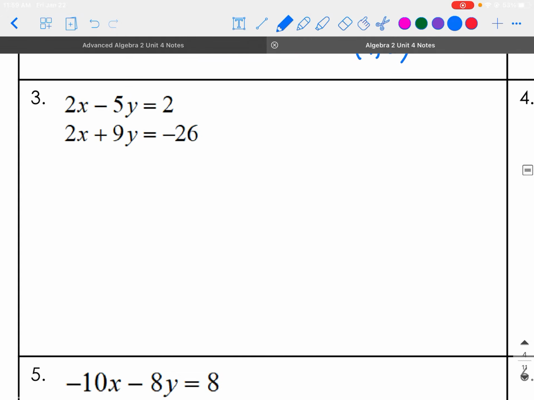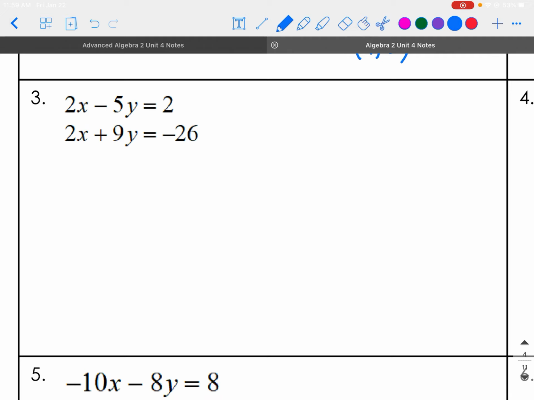Number 3. When I look at my variables, you probably think, oh, the x's, those are going to cancel out. But the x's aren't opposite. They're both positive. And I have to have one of them negative. If I look at the y's, those don't cancel either.